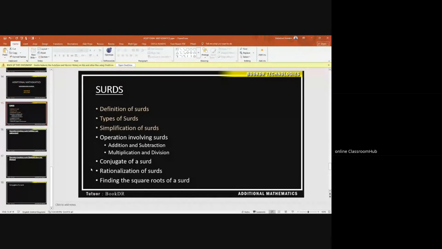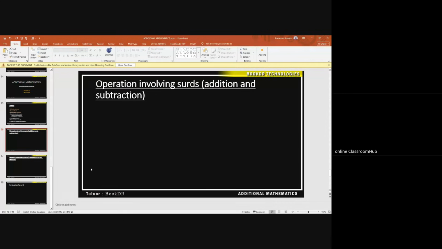Last time we looked at the definition of sets. We looked at the types of sets. We also looked at the simplification of sets. Today we are going to look at the 4 basic operations on sets: addition and subtraction, multiplication and division. Good. So we'll start with addition and subtraction.